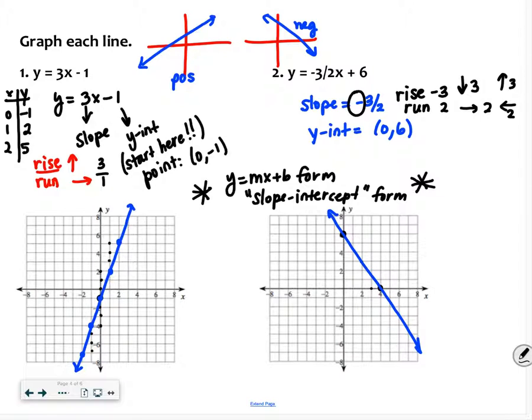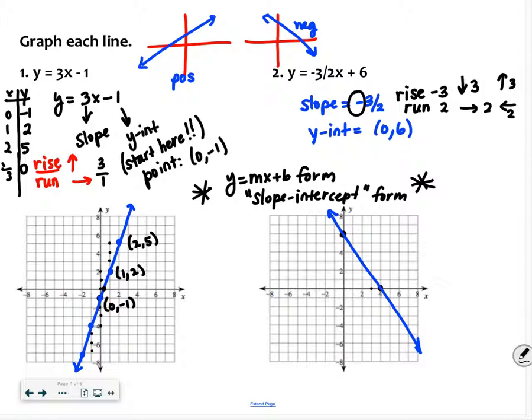And you can check all of these points are on the line. This was the point 0, -1. This was the point 1, 2. This was the point 2, 5. And I could even plug in strange things, like I could plug in 1/3. If I plug in 1/3, I get 3 times 1/3 is 1, minus 1, I get 0. So at 1/3, I'd be at 0. That's that point right there on the x-axis.